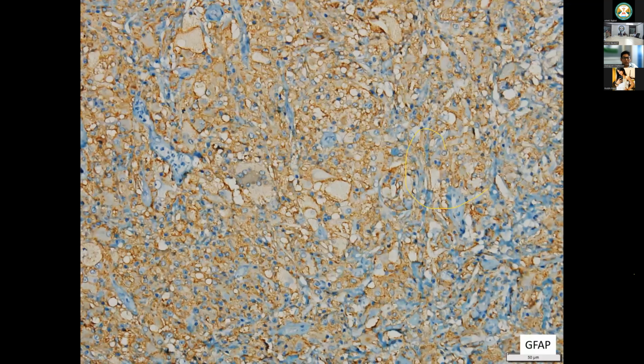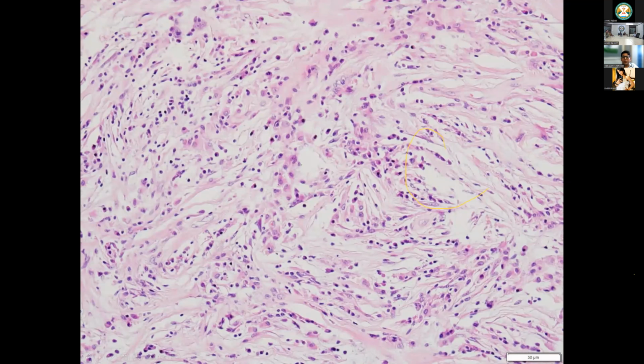So based on these, the possibility considered would be an inflammatory lesion. It could be an IgG4 related pachymeningitis, the hypertrophic type, or a Rosai-Dorfman disease, or also clear cell meningioma was considered. So EMA was performed, which was negative.